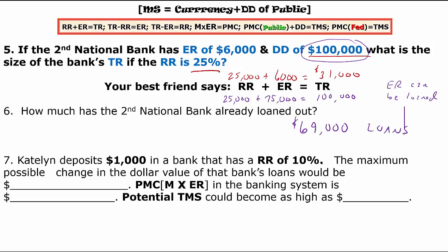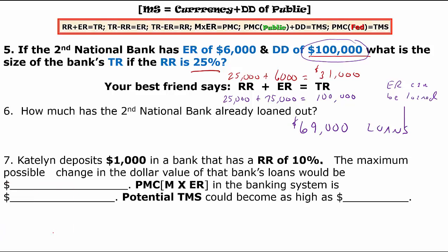If you don't get that, rewind and watch that again and pay attention, because remember, what can be loaned is part of our deposits, and part of our deposits is the excess reserves. So excess reserves can be loaned out. Just try to keep that straight. All right, number 7. This one should be a little more straightforward.